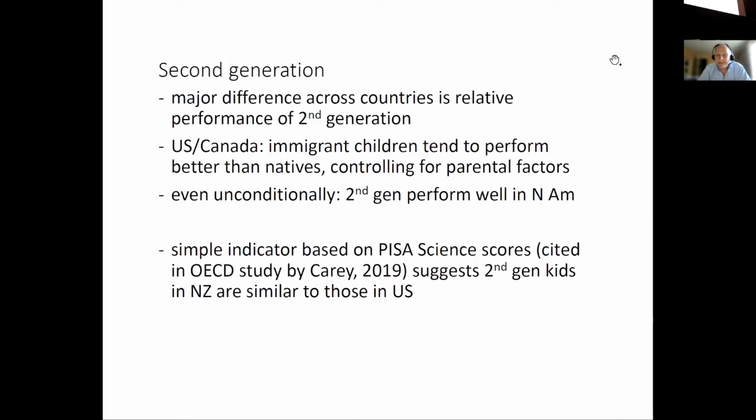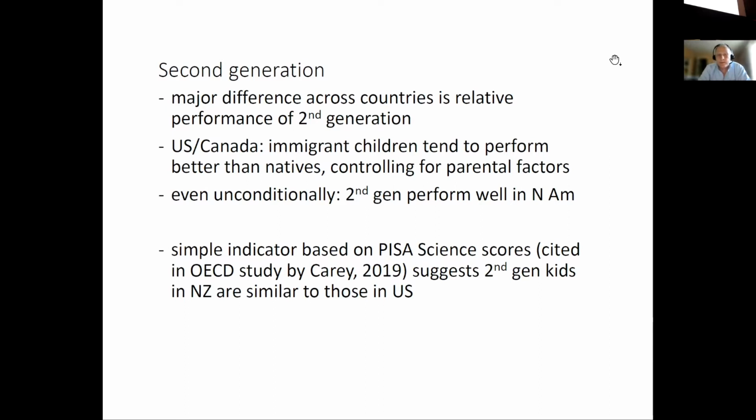Now, that's an oversimplification because, of course, immigrants have children, and children are costly. And it's really important to understand if the immigrant children do well, that's good. If immigrant children do badly, that's bad.